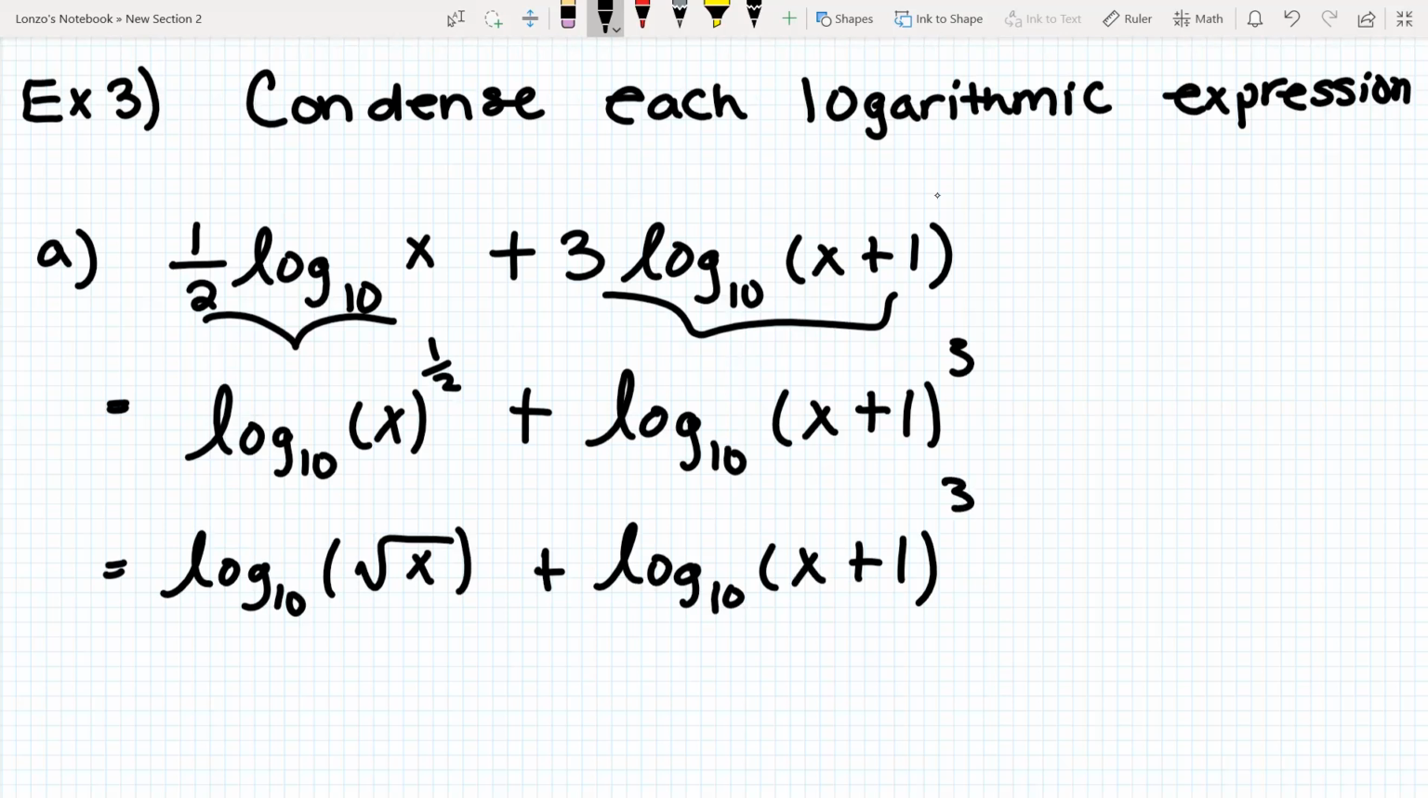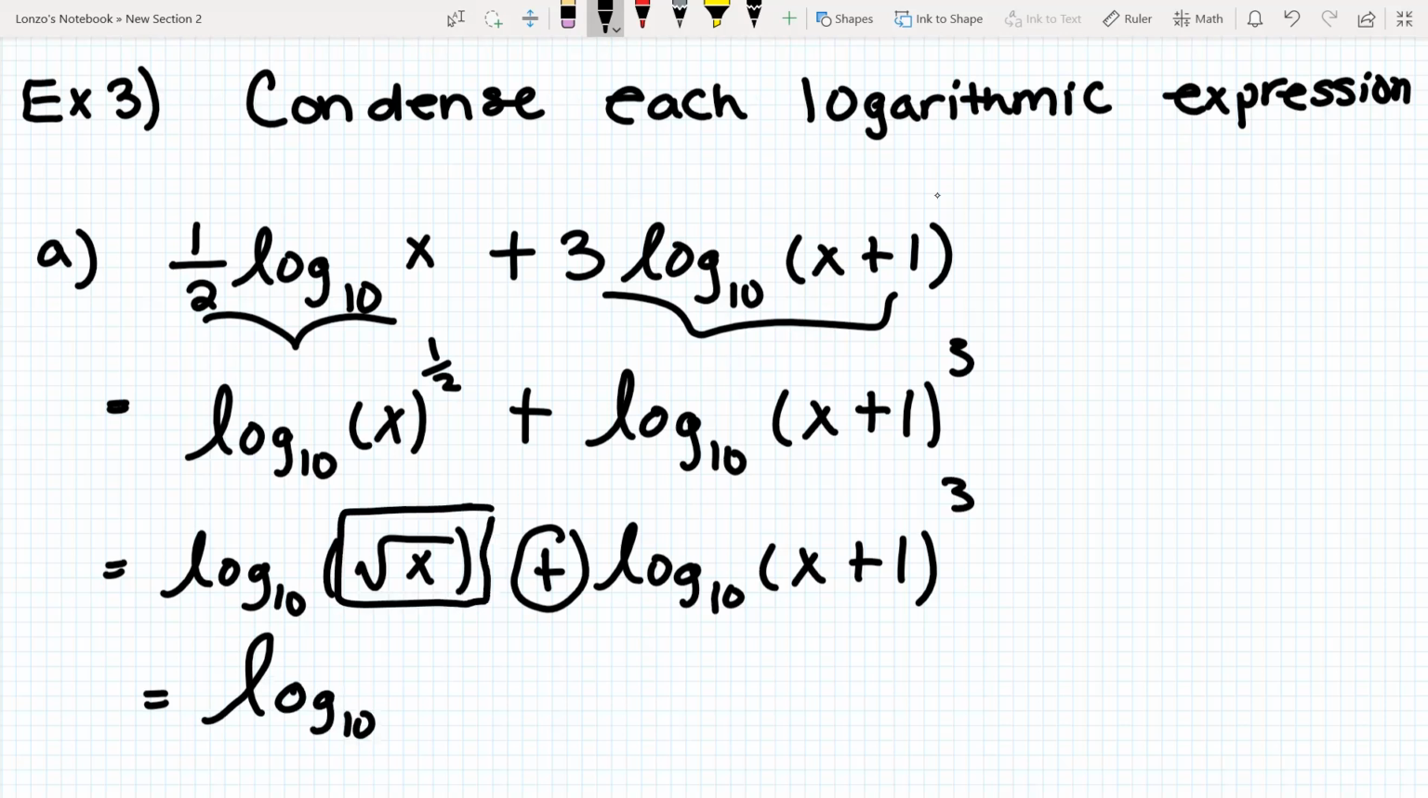Okay, almost there. We're just going to make it one single log base 10. So what do we know about addition? Well, in the log rules, when you're adding logs, you're really multiplying. So we can write this as one single log base 10. So your final answer is going to be log base 10. And then we're just going to multiply, because we are adding. So we're going to multiply the square root of x and the x plus 1 raised to the 3rd power.